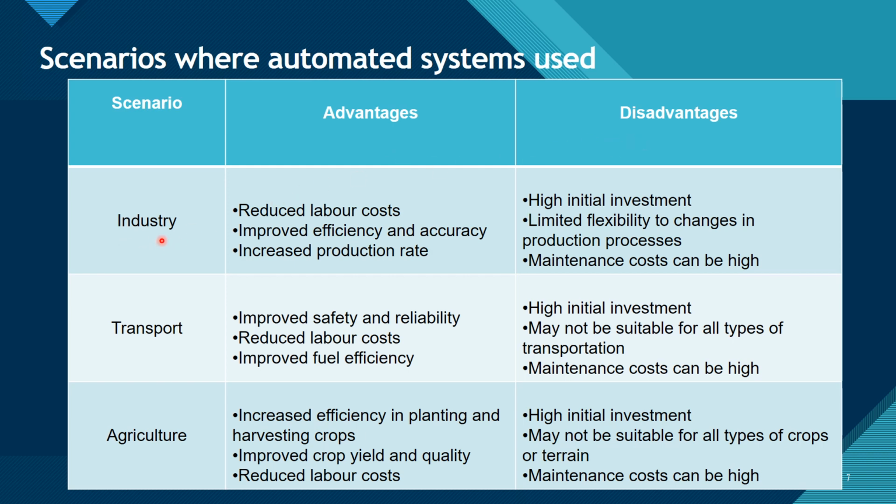So first of all, we have industry. In industry, the advantages of automated systems are reduced labor cost, definitely improved efficiency and accuracy, and increased production rate. And what are the disadvantages? The most important disadvantage is that high initial investment is required, there is limited flexibility to changes in production processes, and maintenance costs can be high. Definitely, if high investment is required, the maintenance cost will be high.